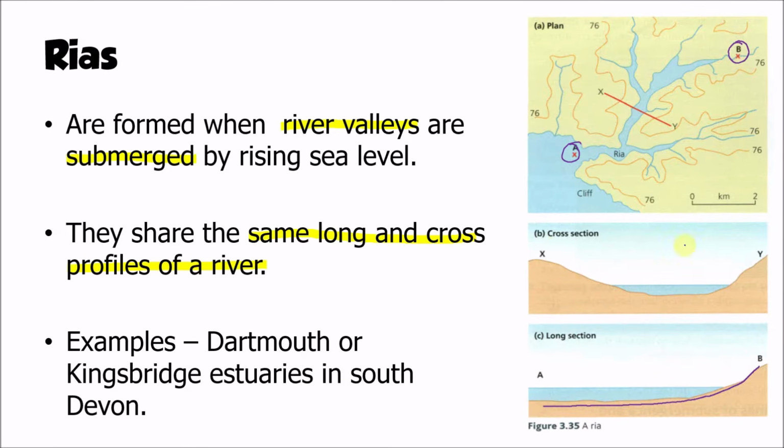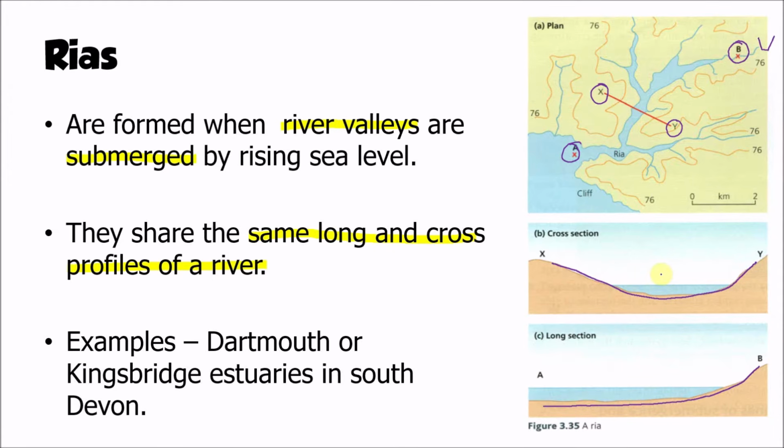Same with the cross profile. If we were to think about going from X to Y here across the river valley, then we'd notice that it tends to be quite wide, quite gently sloping, a quite broad valley because we're quite near the sea. Further up the river's course, we might expect the river valley to be a little bit more V-shaped, but down towards the mouth we'd expect a broader valley. So what that means is rias tend to be very wide. So we notice them when we look on maps of the coastline as being rivers that look unusually wide.